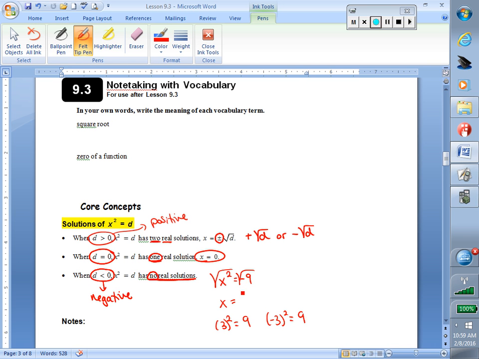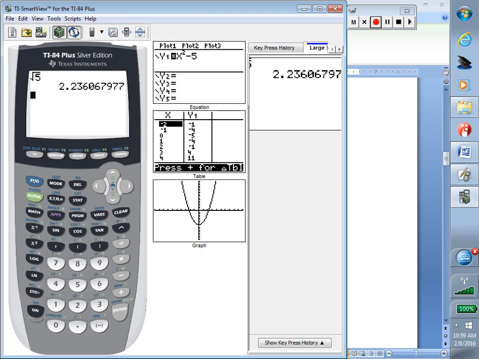And even if you try to take it on your calculator, try to do the square root of a negative. I'll pop mine up here real quick. Let's try the square root of negative 9.